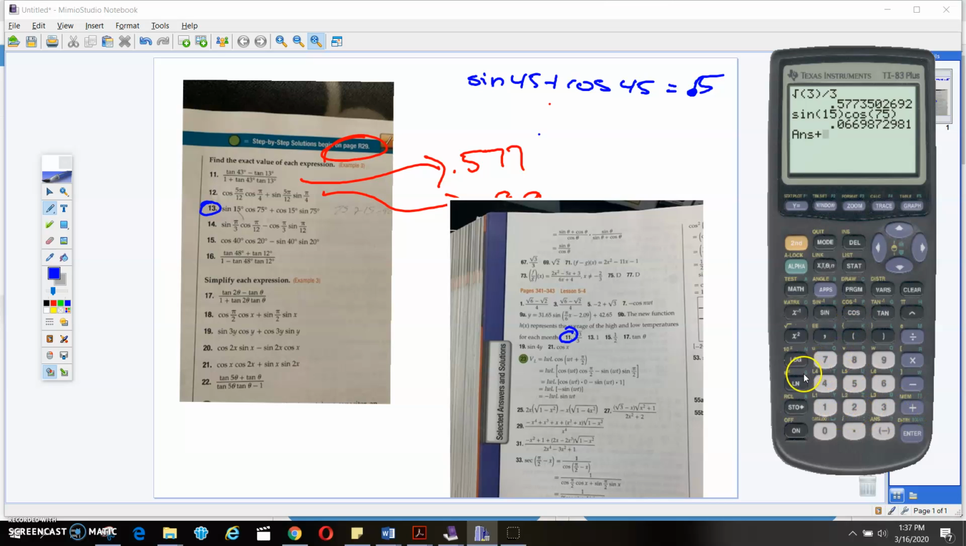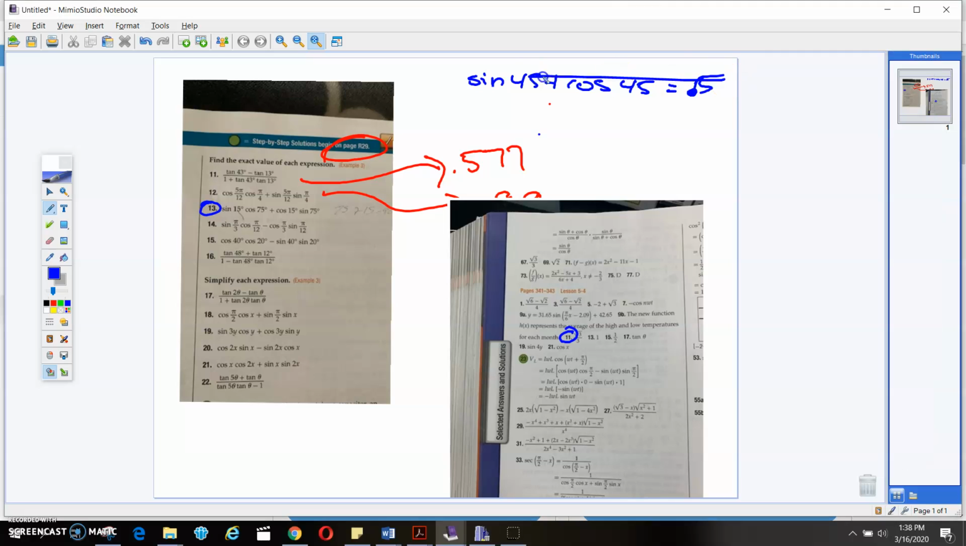Plus cosine of 15 times sine of 75. This should equal 1. Yeah. Okay, so scratch what I just said.